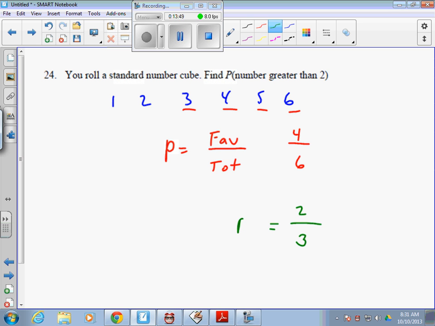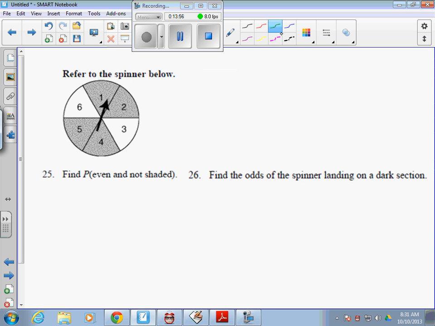So the probability of the number being greater than 2 is 2 out of 3. It says find the probability of it being even and not shaded. So find the ones that are even and not shaded. Well, there's only 2 of them that are not shaded, 3 and 6. The only one that's even out of that is 6. So that's only one favorable outcome. Remember, it's favorable over total. Only one favorable outcome. There's 6 total. There's 6 things it can land on. So 1 out of 6 is your probability for that one.